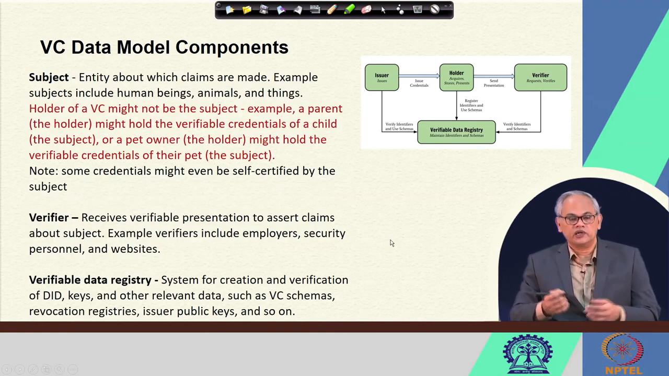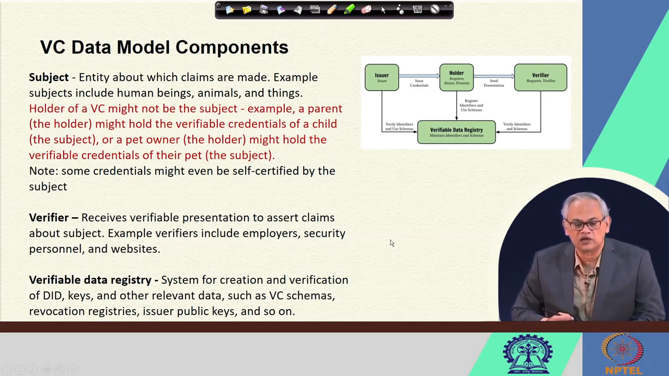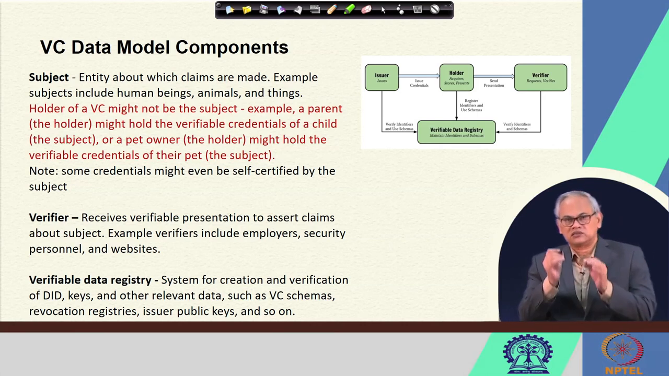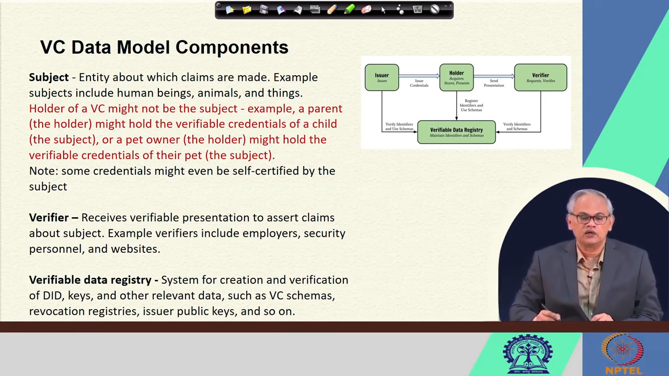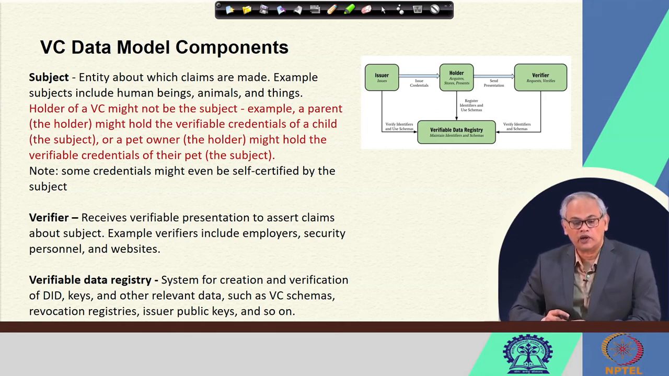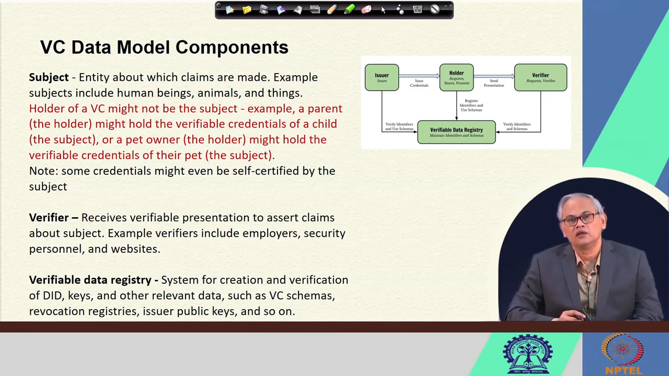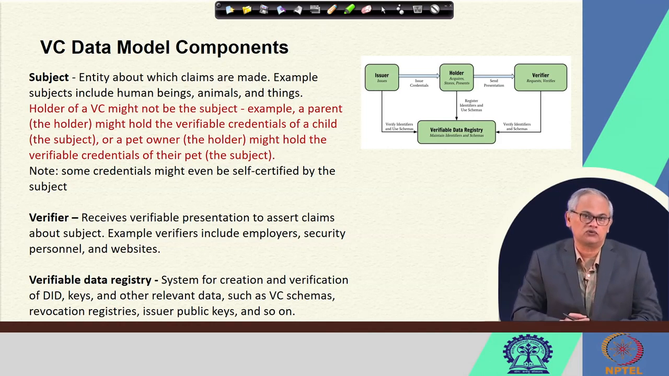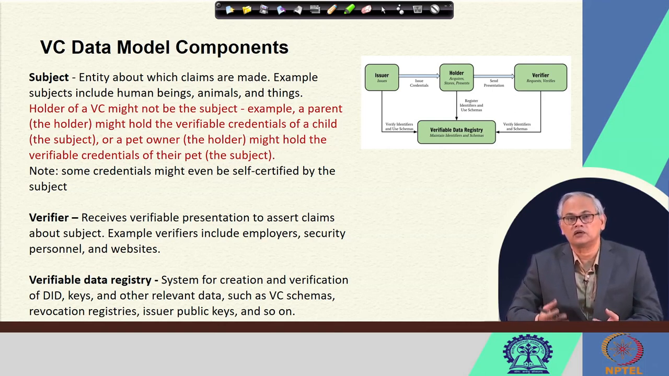The subject is the entity about which claims are made. Examples of subjects include human beings, animals and things. Now, there is a slight difference between a subject and a holder, and that is what is differentiated here. The holder of a VC might not be the subject. For example, a parent, the holder, might hold the verifiable credentials of a child. The subject is the one about whom these credentials are issued, and the holder is the one now holding on to that credential. Or a pet owner is the holder, and might be holding a verifiable credential of their pet. That is the subject.